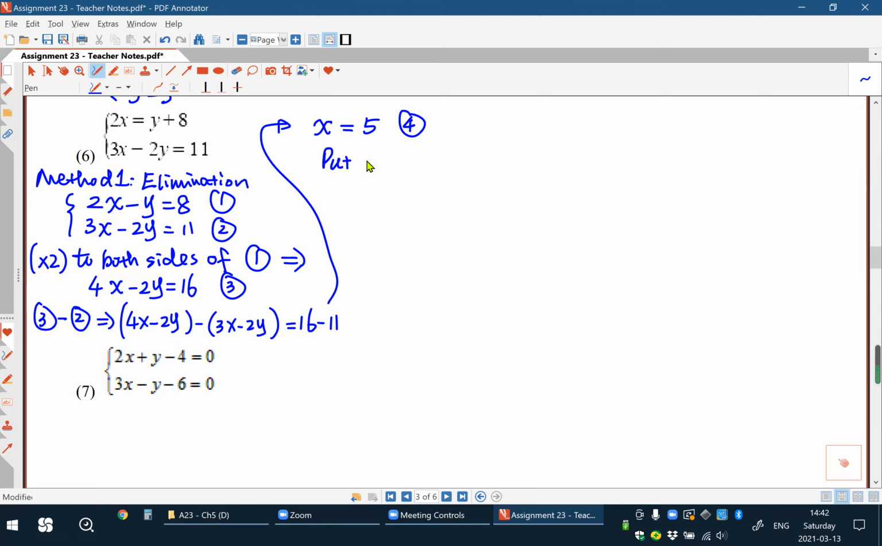Then we can put equation 4 into 1 or 2, right? So let's put it in 1. And this will give you 2 times 5 minus y equals 8. And y is 2, right? So in this way, we solved x is 5 and y is 2. This is our final solution. Again, you can verify your result by putting them back into the original equations.